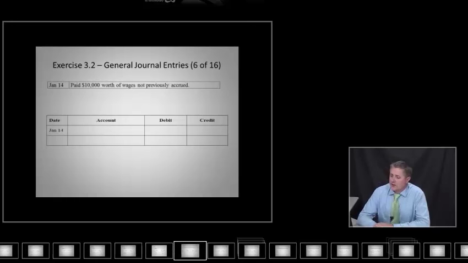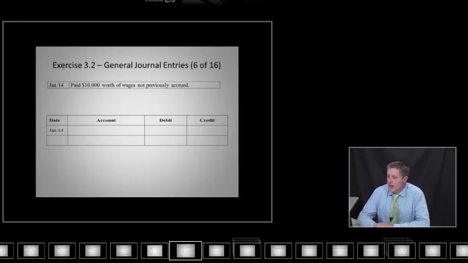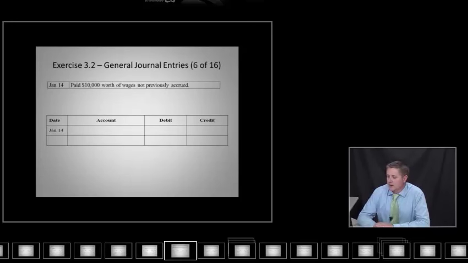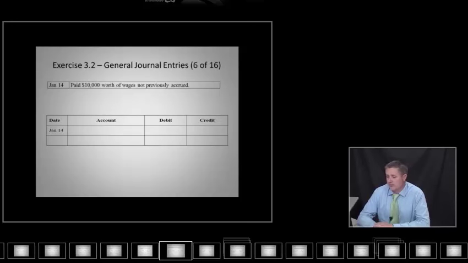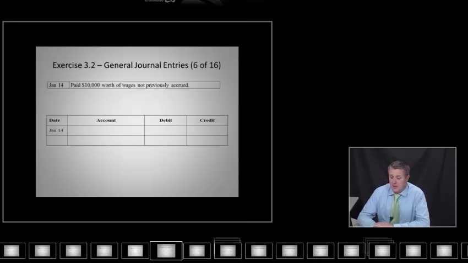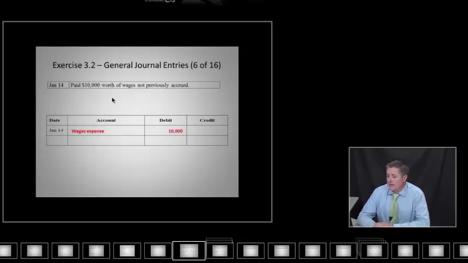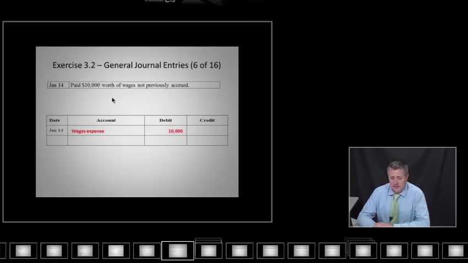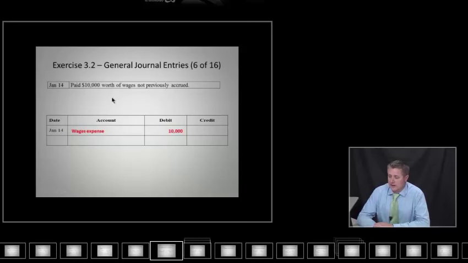Our next transaction occurred on January 14th, and we paid $10,000 worth of wages that had not been previously accrued. In this case, we're going to be using cash to pay those wages. We would debit wage expense for $10,000 and credit cash for $10,000.